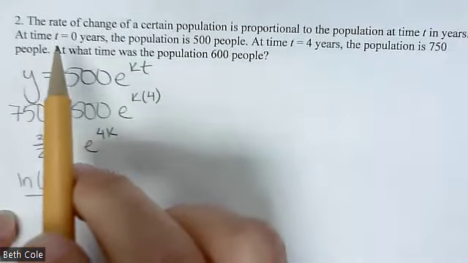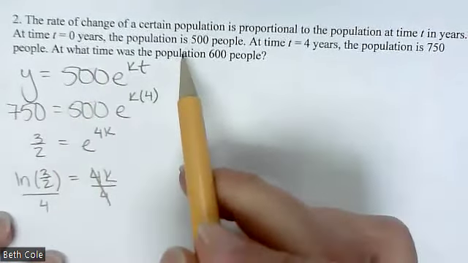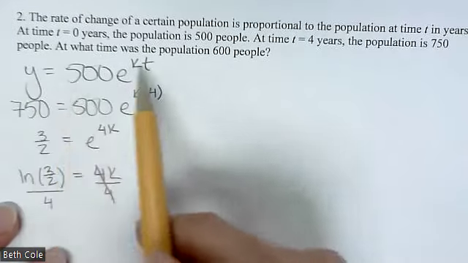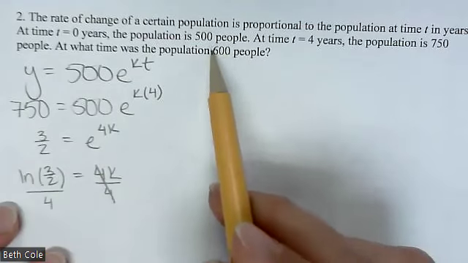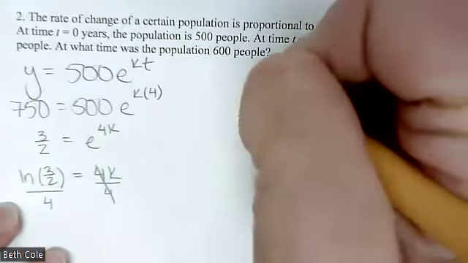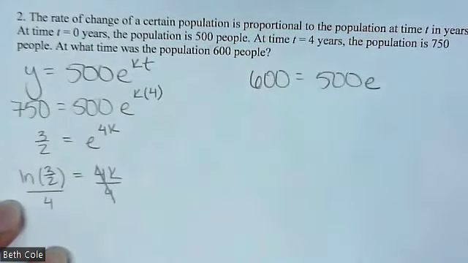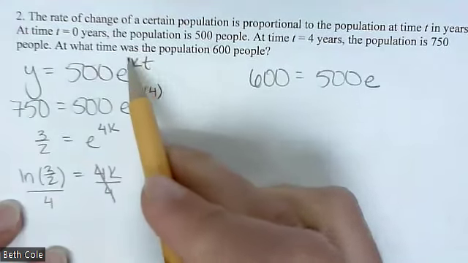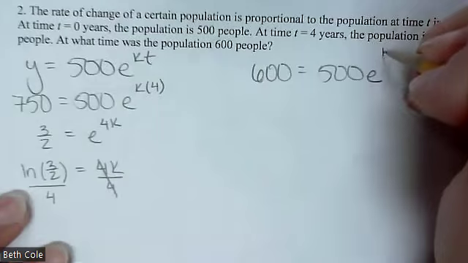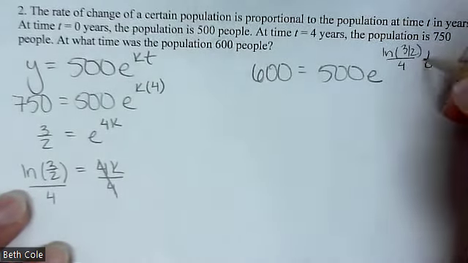All right, now it says, at what time? So this is actually kind of backwards. We want the time that the population was 600 people. So we're going to start over, go back to the original equation. Where would I put the 600 in for? Y is 600. We want that to be the amount equals 500 e to the power. All right, what did we find for K? I know it's kind of a mess, but that thing, good. ln 3 halves over 4 times T.